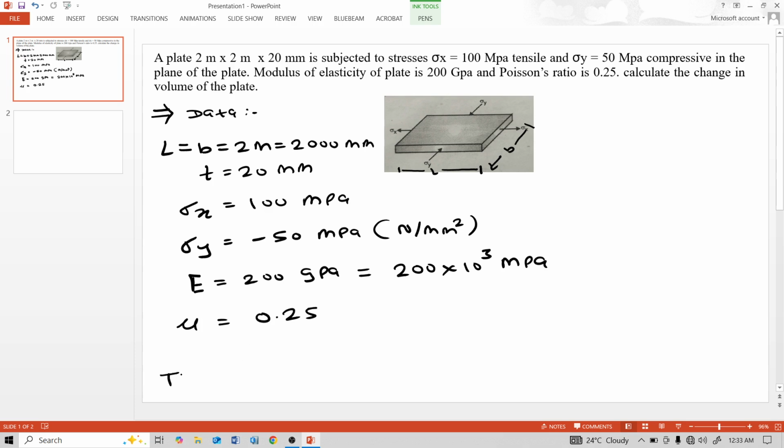To find the change in volume of that plate subjected to biaxial stresses, we need strain in x direction, strain in y direction and strain in z direction. So calculate.